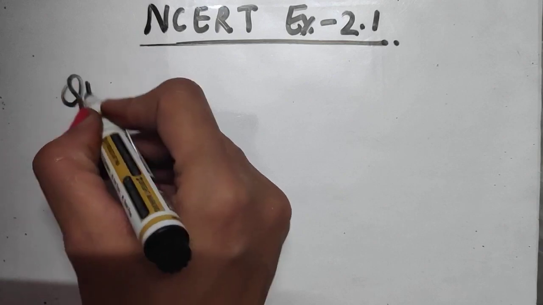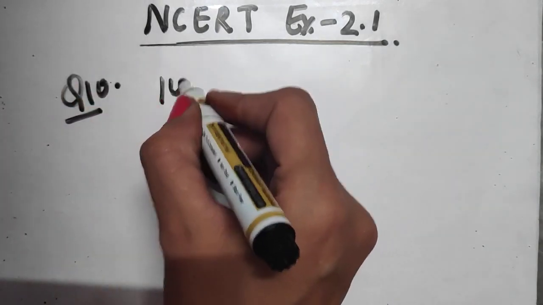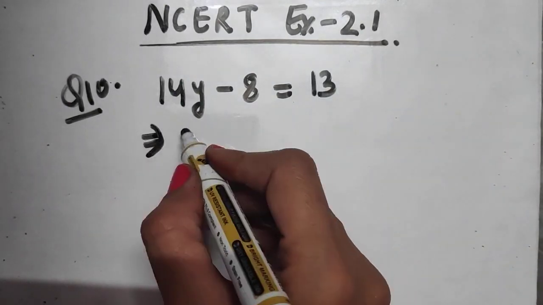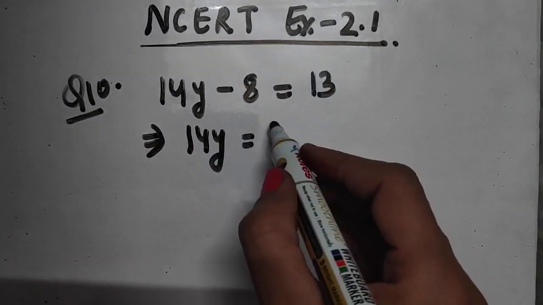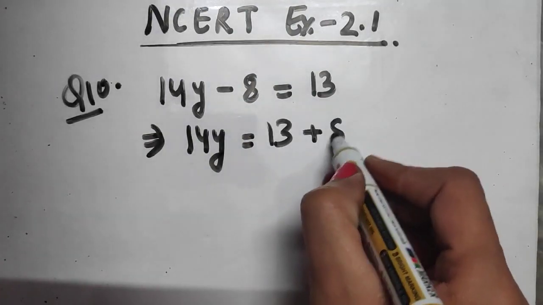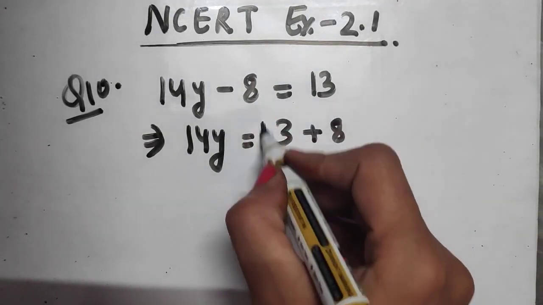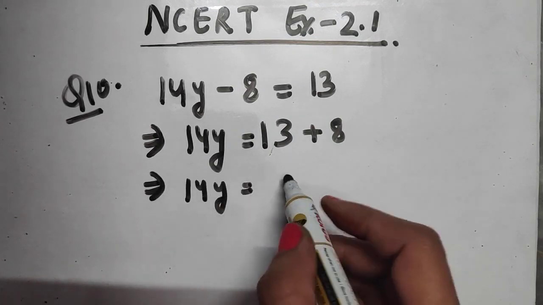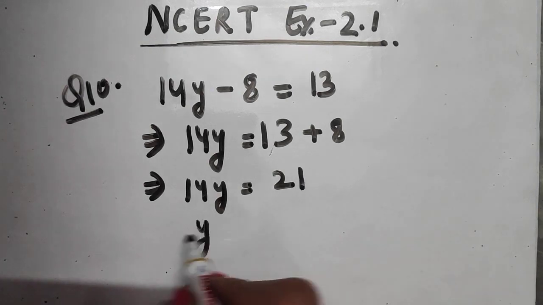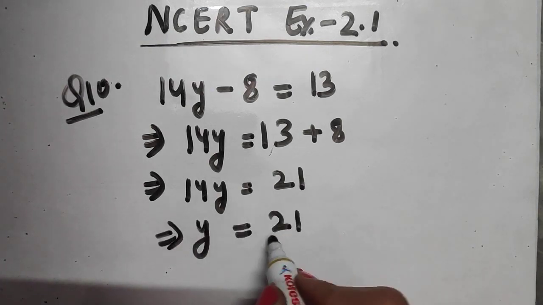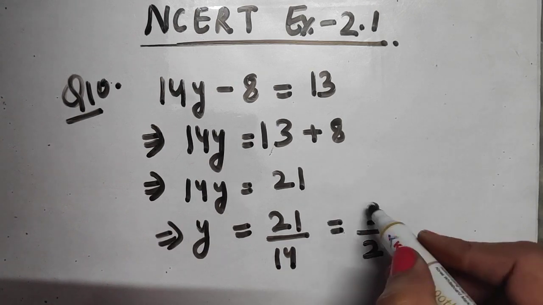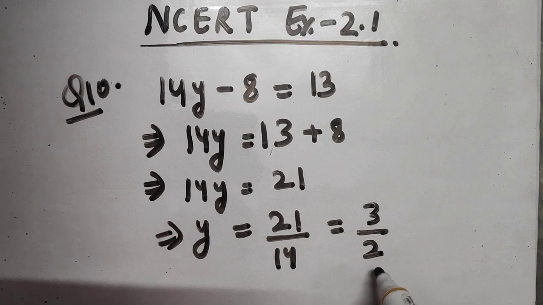Next, I am going to solve question number 10. Question number 10 is 14y minus 8 is equal to 13. So it will be 14y is equal to 13 plus 8. That will be equal to 14y is equal to 21. So y will be equal to 21 over 14. That will be equal to 3 by 2. So this will be your answer of question number 10, that is equal to 3 by 2.